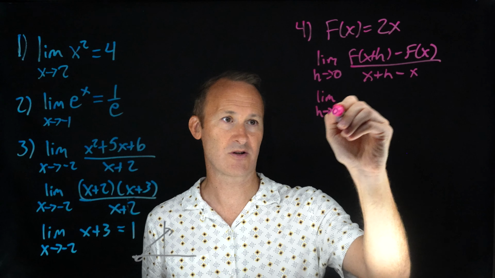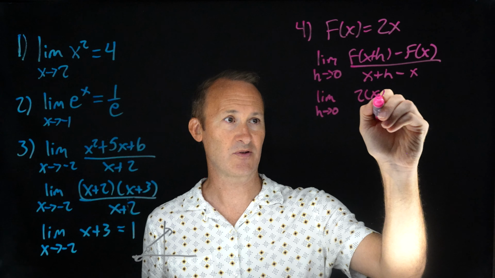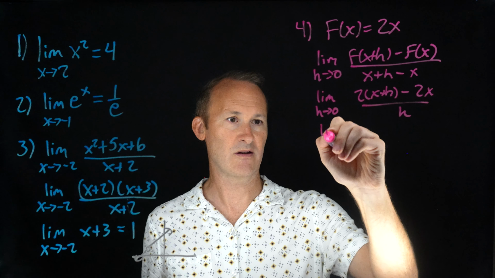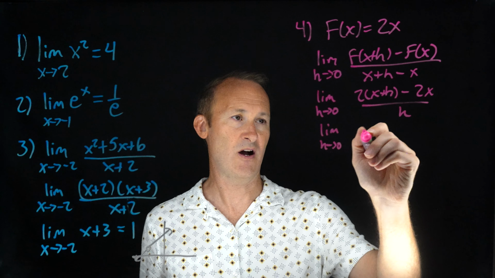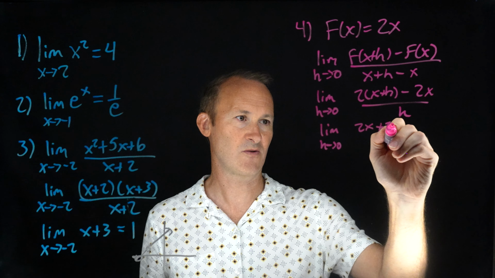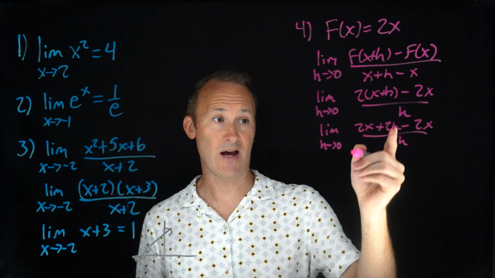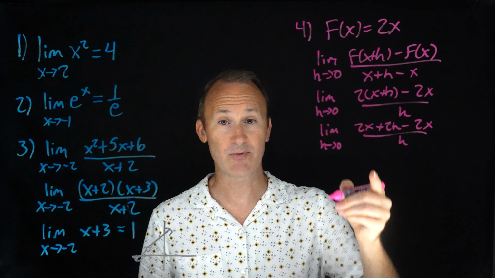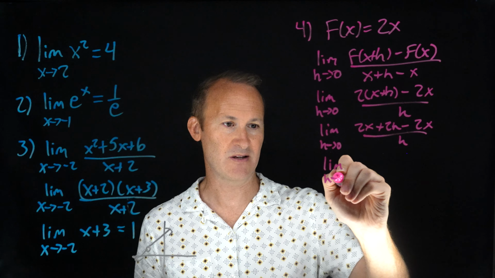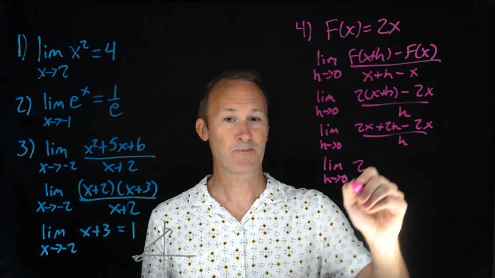Limit as h approaches 0 of, well, if it's 2x, you've got to put in 2 of x plus h, minus 2x, all over h. And then limit as h approaches 0 of 2x plus 2h minus 2x, all over h. And you can see that the 2x's will cancel. You're going to be left with 2h over h, but then the h's cancel. So that's really exciting. You get the limit as h approaches 0 of 2.